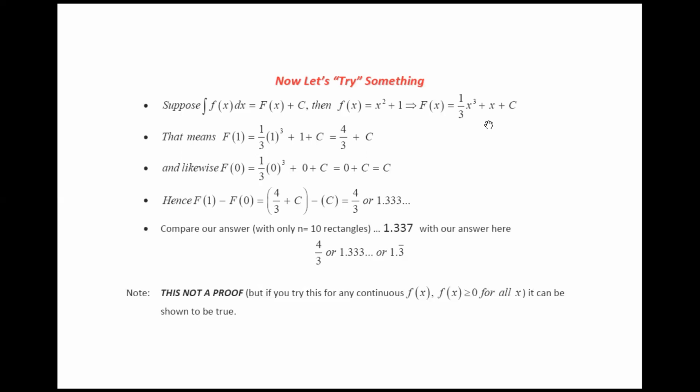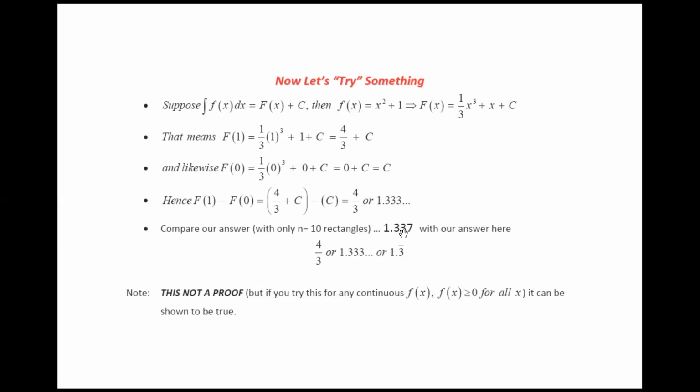Now, let's further play around with this. Let's see what happens if you put 1 into this. Well, what do you get? You get 1/3 times 1 cubed plus 1, which is 4/3, plus c. What would happen if you put 0 into this thing? Well, you get 1/3 times 0 cubed plus 0 plus c, which is just c. Now let's see what happens if you take the difference of these two. Well, you get F of 1, which is this, minus F of 0, which is this. Well, you end up with 4/3, or 1.333.